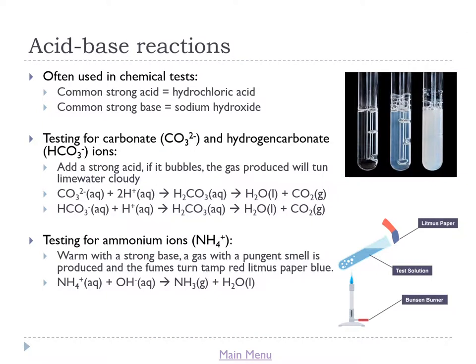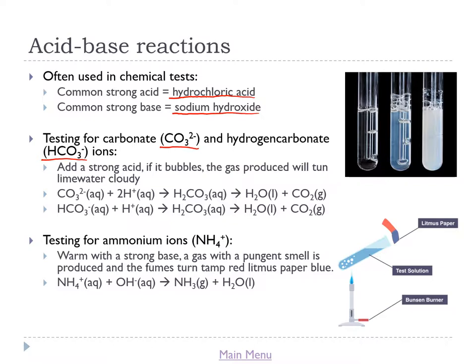Acid-base reactions. Now, these are also often used in qualitative analysis. For the most part, the acid or base we use doesn't matter, but the common strong acid to use is hydrochloric acid, and the common strong base to use is sodium hydroxide. So one example of acid-base reactions used in qualitative analysis is when we test for carbonate ions, CO3 2-, or hydrogen carbonate ions, HCO3-, just a carbonate with a hydrogen on and one less charge.